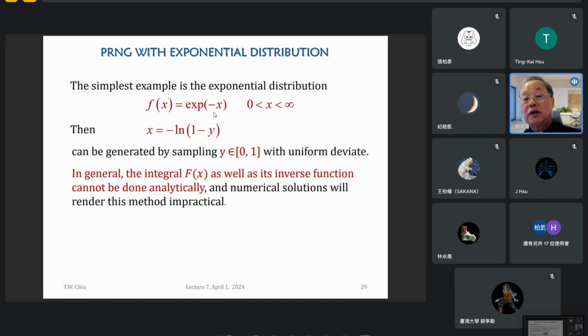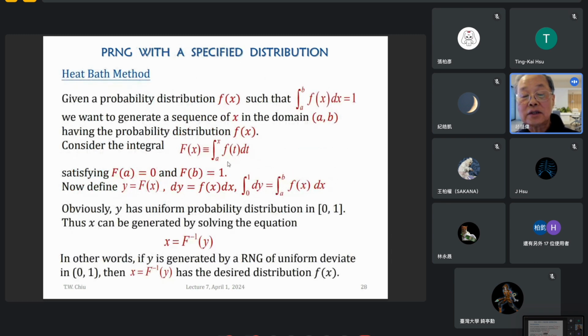I want to generate a random number x which is distributed according to this exponential distribution, and the domain of x is from 0 to infinity. Now this can be integrated easily, from 0 to infinity, and you get 1. Plug in e to the minus t dt and integrate, and this is y. So you get y equal to 1 minus e to the minus x.